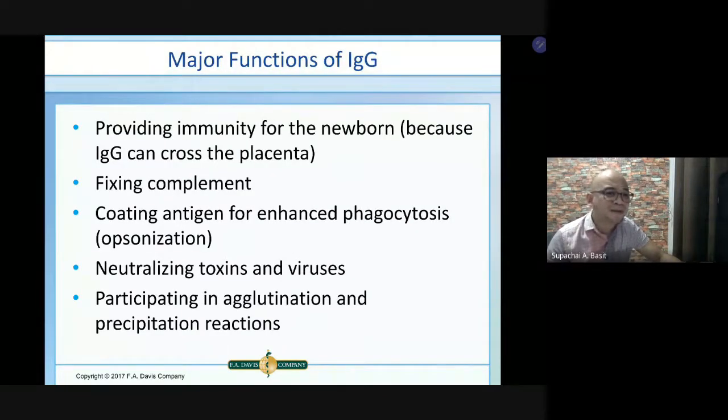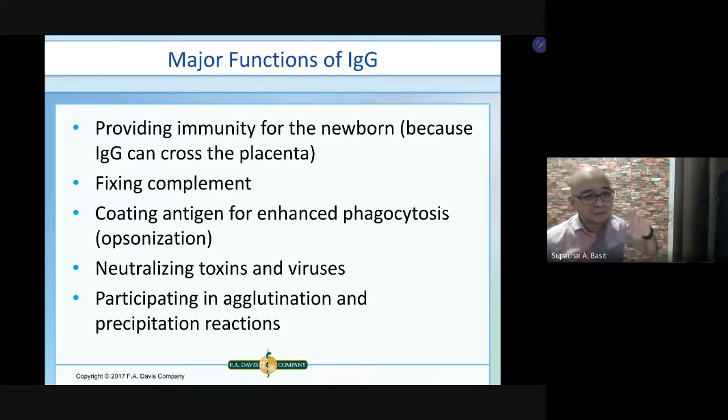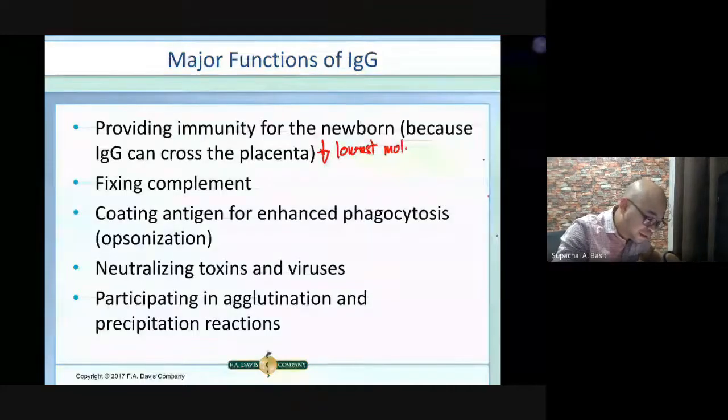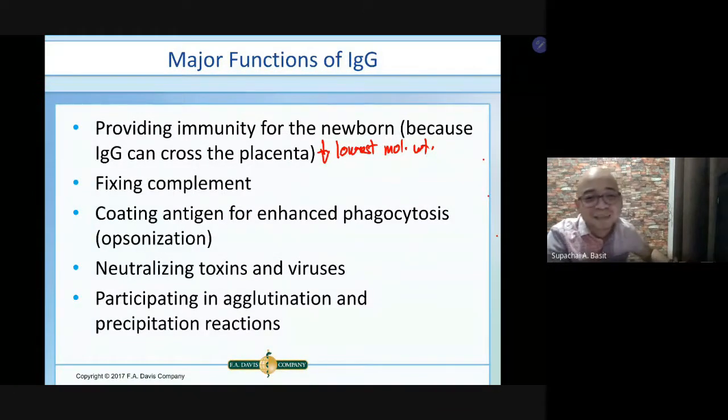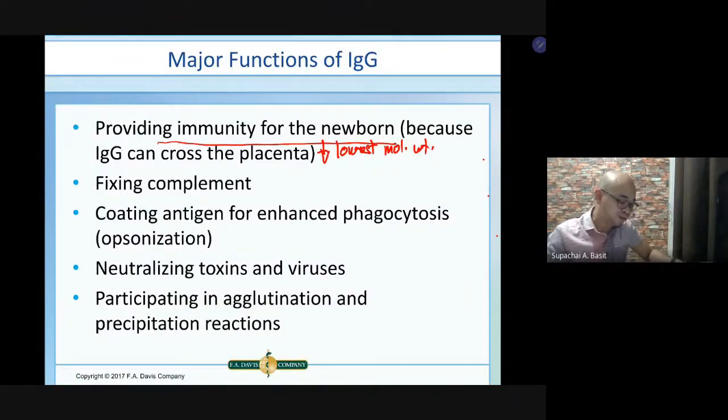Okay, so the major function of IgG. IgG is important because it provides immunity for newborn. Because among the 5 classes of immunoglobulin, it is the only one that can cross the placenta. Why? Because IgG has the lowest molecular weight. And having said that, it is the only immunoglobulin that can pass through the placenta. So it provides immunity for the newborn.